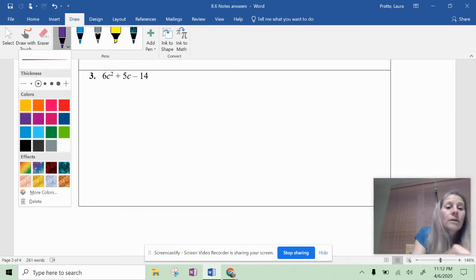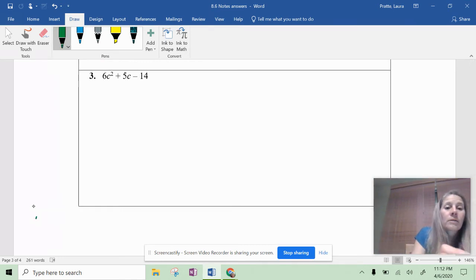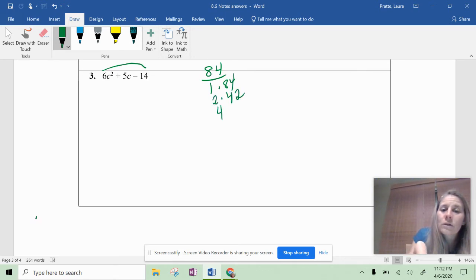All right, then number 3. So 6 times 14, I think that's 84. So there's probably a lot of factors. You're definitely going to want to use your factor sheet for this one. 4 goes in 21. Let's see. I think 6 goes in there. And then I think, what else goes into there? 12, right?